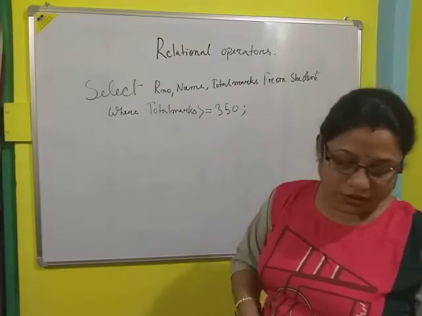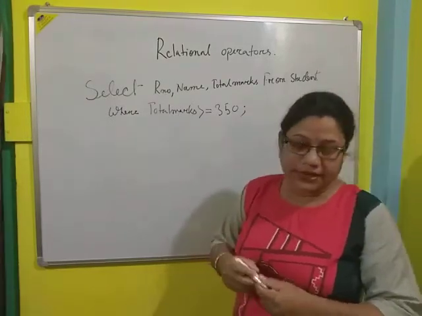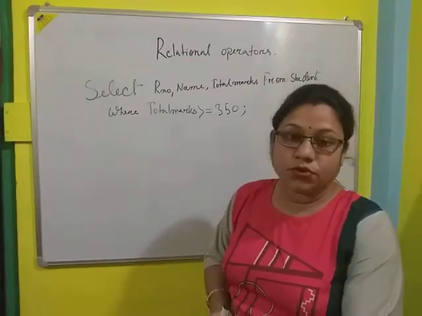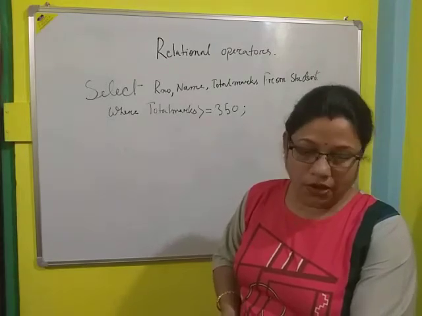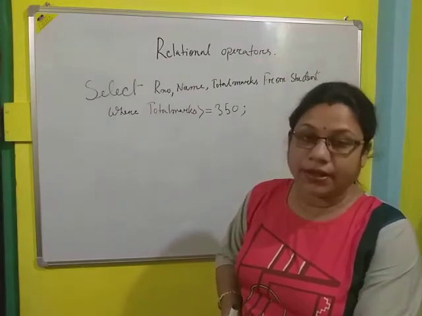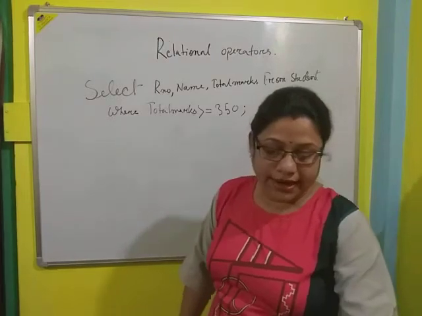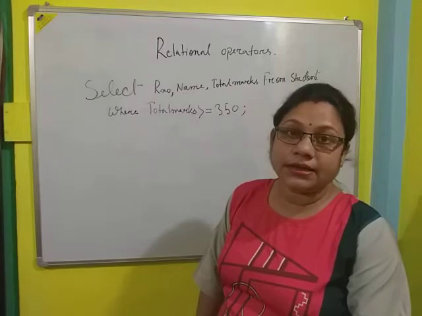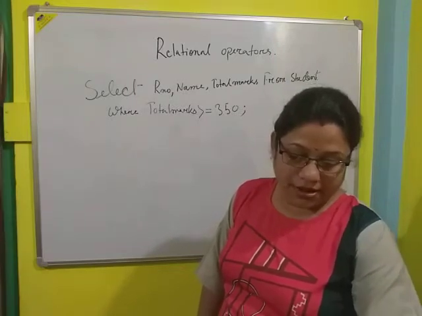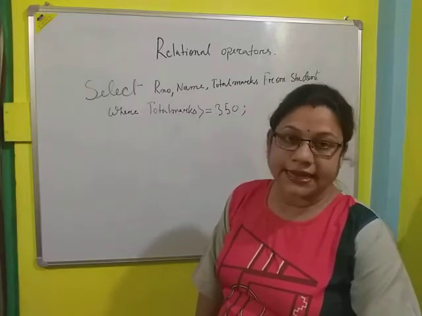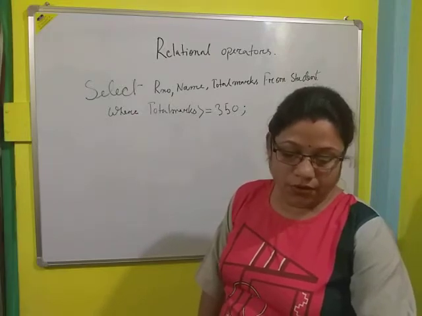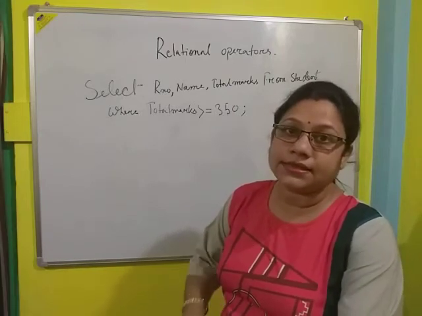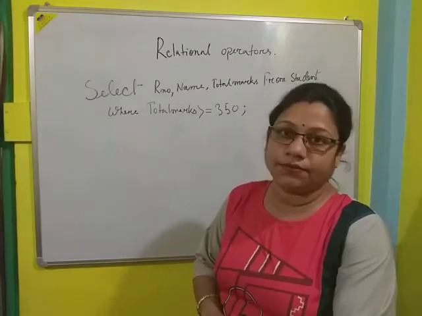You can notice the result in your book, in figure number 12.32. In figure 12.32 there is a picture. There you can notice that 4 rows are selected, and these 4 rows contain the names of the students whose total marks is equal or greater than 350.